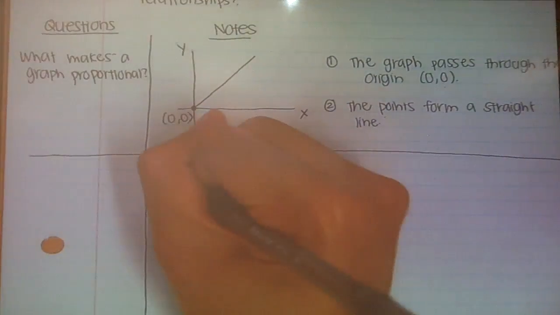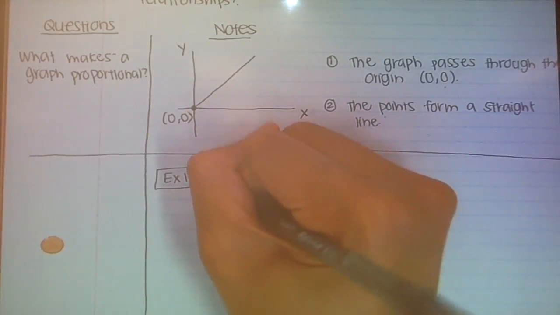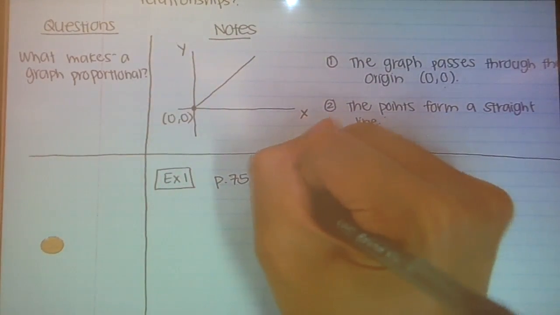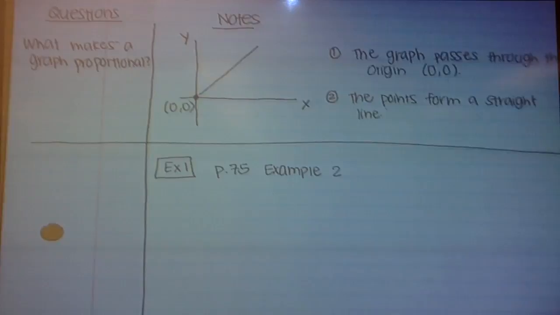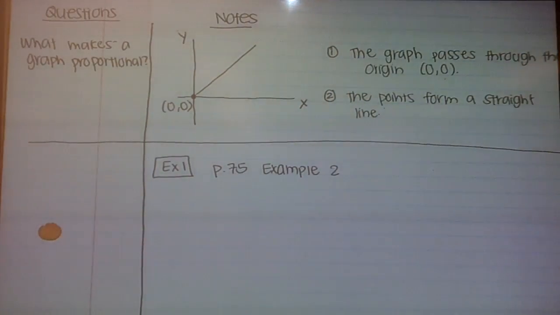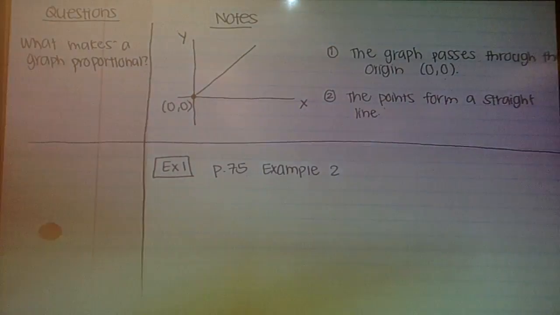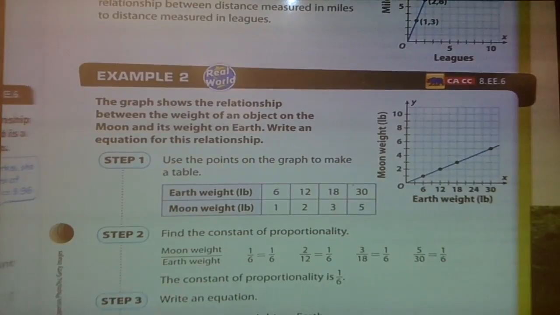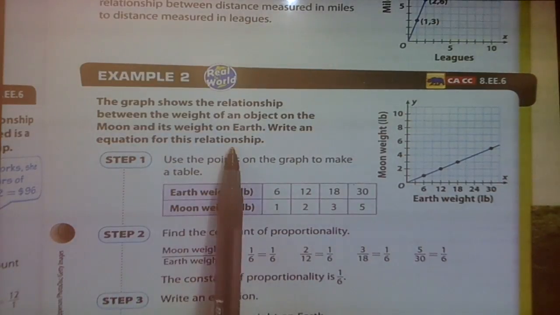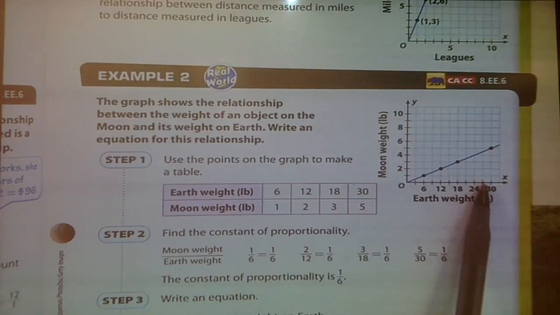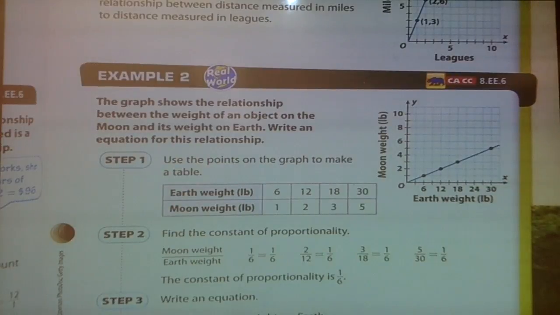All right, let's take a look at an example. We're looking at page 75, example 2. Example 2 says the graph shows the relationship between the weight of an object on the moon and its weight on Earth. Write an equation for this relationship. So we're looking at this graph. We see the Earth weight is x and the moon weight is in the y-axis.